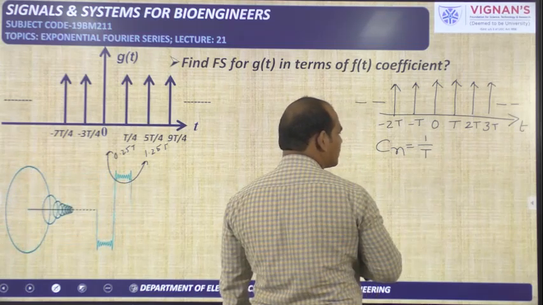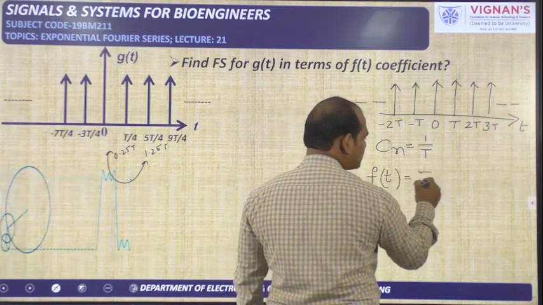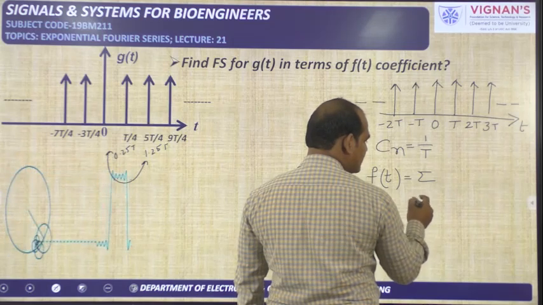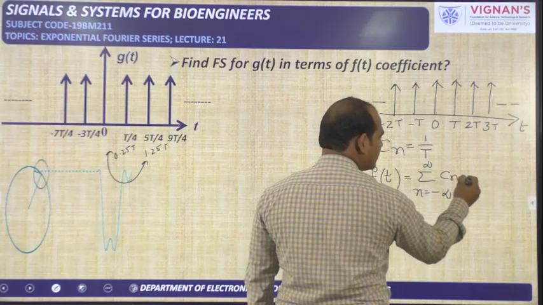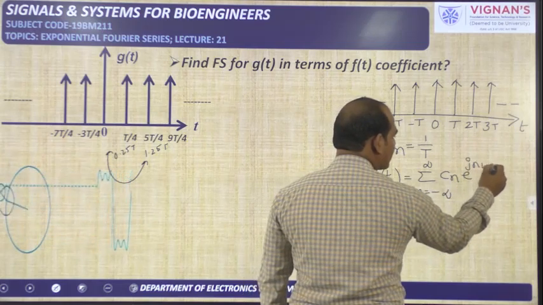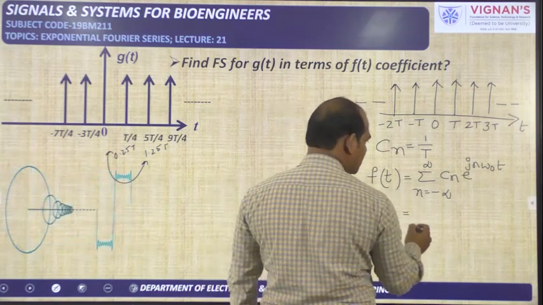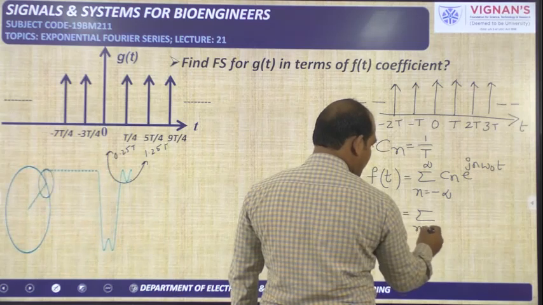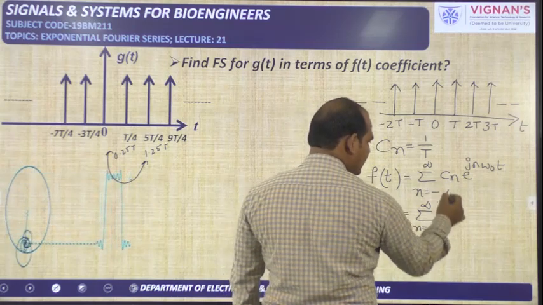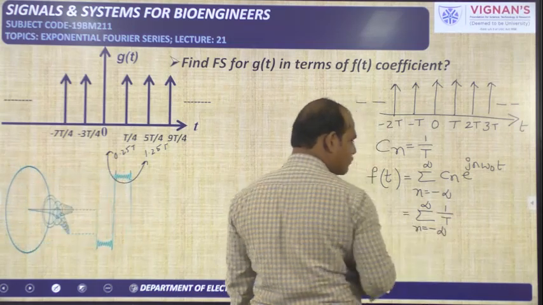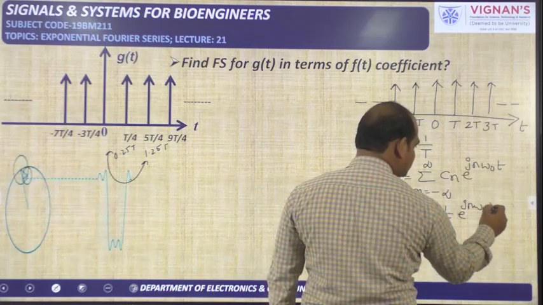After getting this exponential Fourier series coefficient, this signal f of t we will generally write as the Fourier series like this: sigma n from minus infinity to plus infinity, Cn e power jn omega naught t, where we got Cn already, that is 1 by T. So by substituting 1 by T in this expression, we get sigma n from minus infinity to plus infinity, in place of Cn, 1 by T e power jn omega naught t.